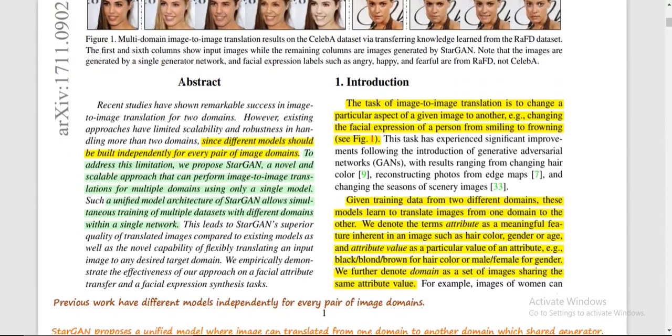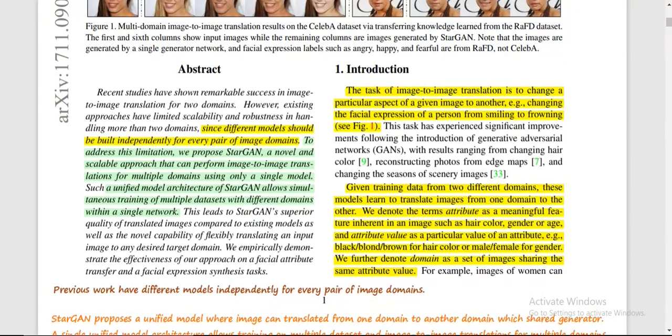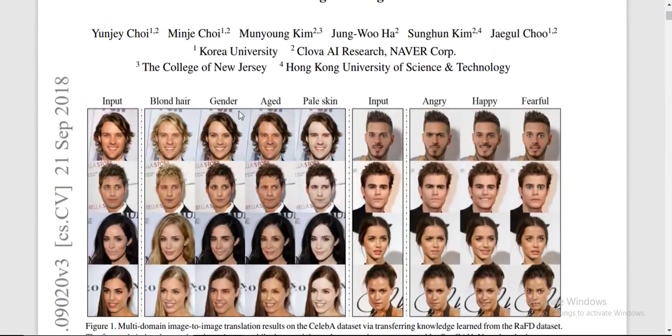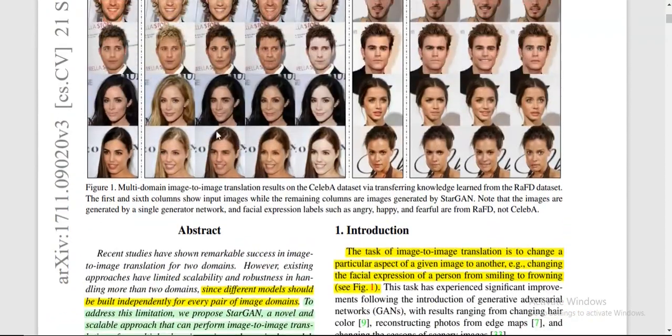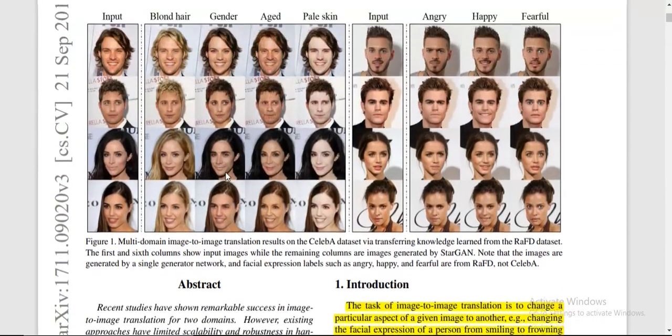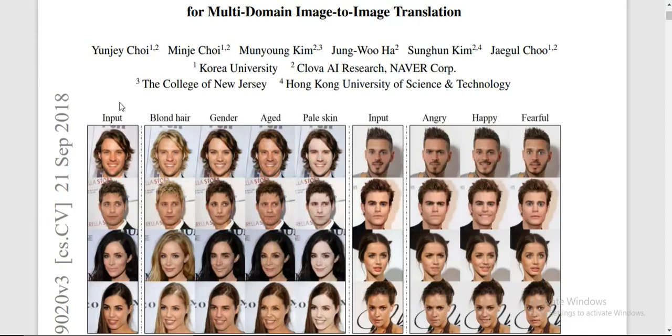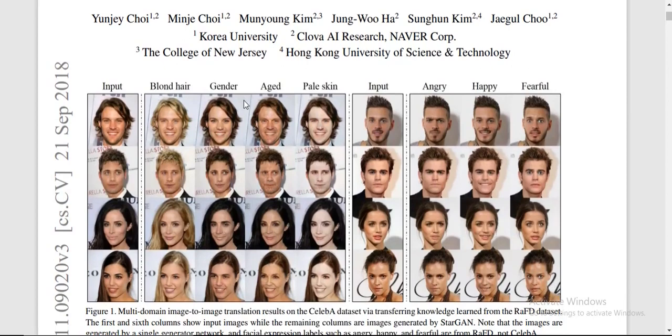The main focus of StarGAN is that different works related to multi-domain image-to-image translation have been done, but the main problem is that different models should be built independently for every pair of image domains. What is meant by that is, if you have the input image and we translate it to the blonde hair domain, then we need a separate model to translate from input to blonde hair, input to gender, input to age, input to pale skin, and so on. So every pair of image-to-image translation needs one generator.